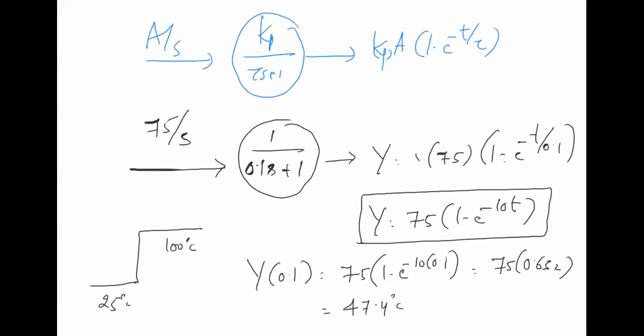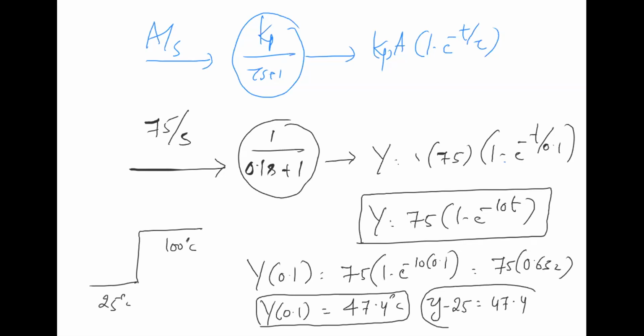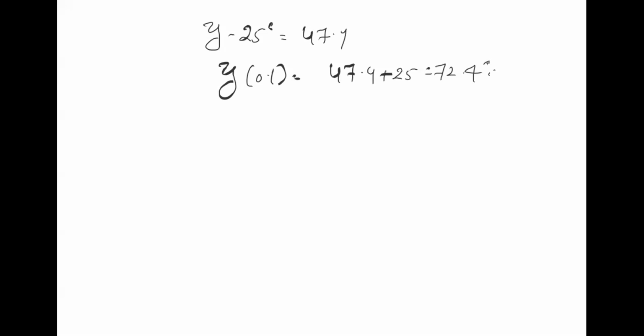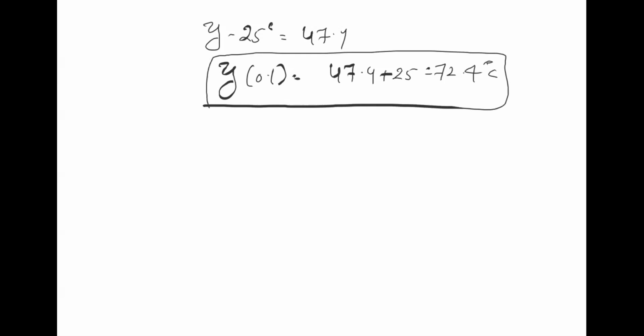This is 47.4 degrees centigrade. But this is not the answer, no? 47.4 is a deviation variable. So the actual variable y minus 25 degrees is equal to 47.4. So what is the actual reading after 0.1 minutes? It is 47.4 plus 25, which is 72.4 degrees centigrade. So the thermometer reading is 72.4 degrees centigrade after 0.1 minutes.